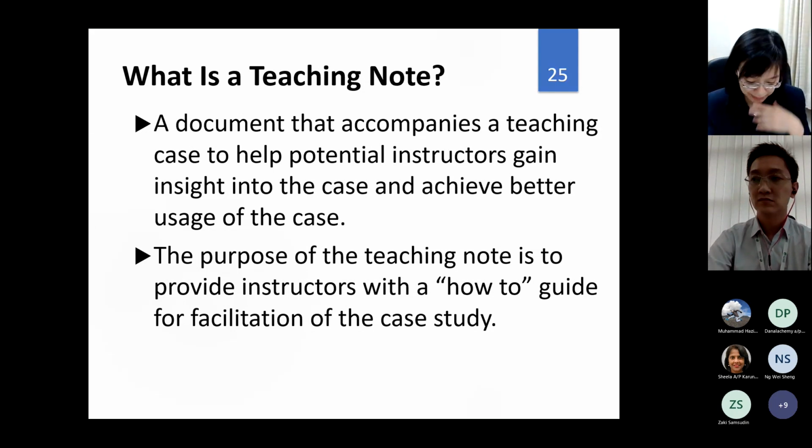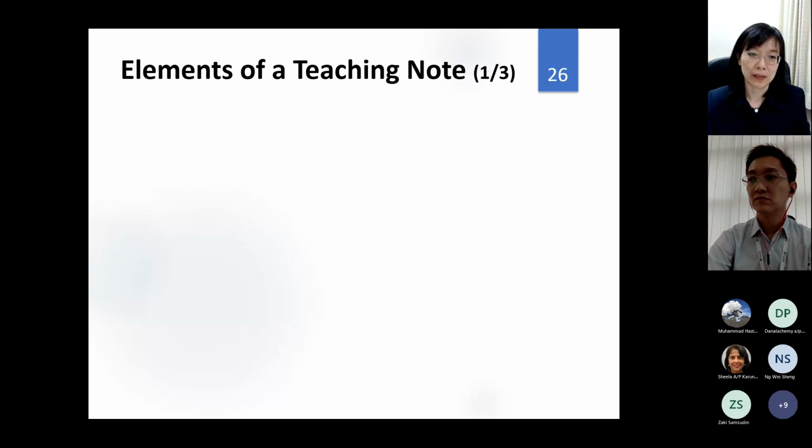Okay, now for the teaching note, what I have here is some general elements, but when you are writing for a journal, also check what elements they want you to include in a teaching note, because different journals have different subheadings that they want included in the teaching note itself. But what I've given here is some of the general elements.